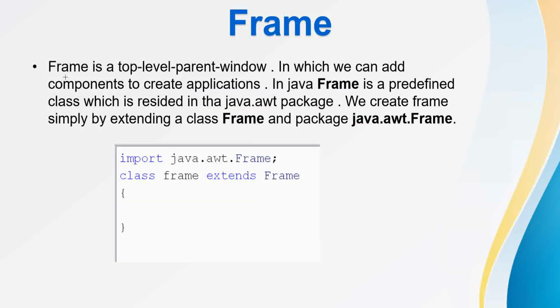As discussed in the previous session, Frame is a top-level parent window in which we can add components to develop GUI applications. In Java, Frame is a predefined class and this class is defined in the java.awt package. So we can create a Frame by extending the Frame class from the package java.awt.Frame. As you can see on the screen, this is a demonstrative structure of Frame.